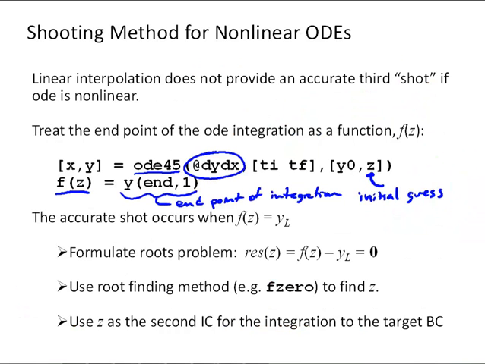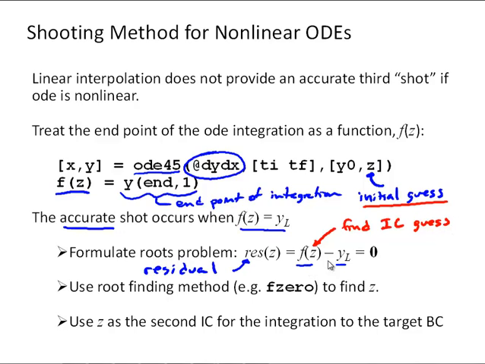So now that we've defined that function, f of z being the end value of our integration given an initial guess z, we know that the accurate shot is going to occur when f of z is equal to YL. And we can use that to formulate a roots problem. So the residual of the roots problem is going to just be f of z minus YL. And we want to find the value of z, again, that's our initial condition guess, such that f of z equals YL, or the residual of the roots problem, f of z minus YL, is equal to 0.